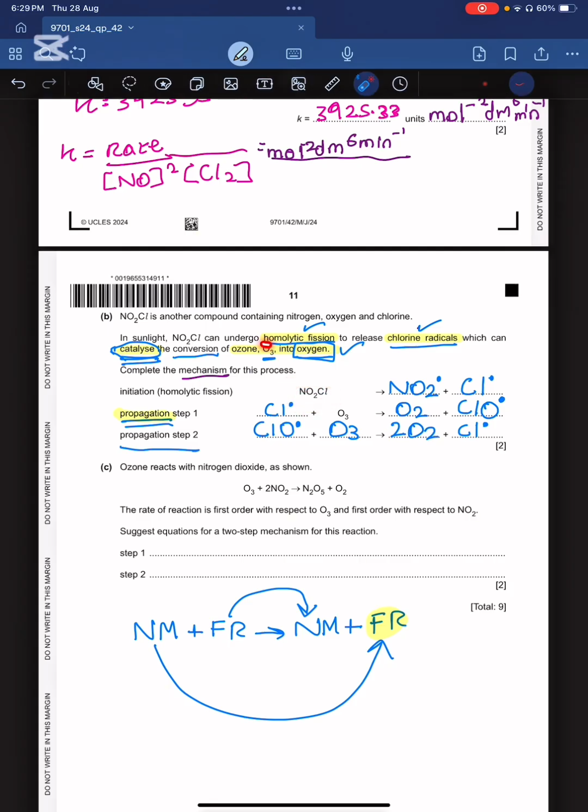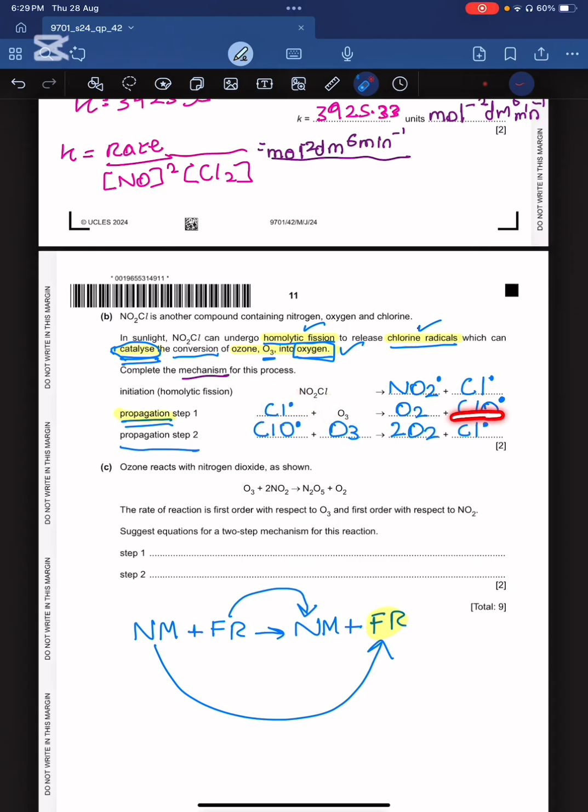NO2Cl undergoes homolytic fission to release chlorine radicals. This is done. So all I'm left with is a nitrogen dioxide radical, which becomes here. Now it catalyzes the conversion. Chlorine radical comes here again of ozone into oxygen. All I'm left here with is a chlorine radical and an oxygen.